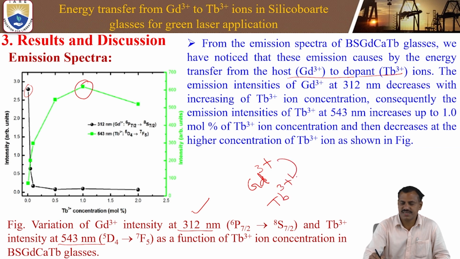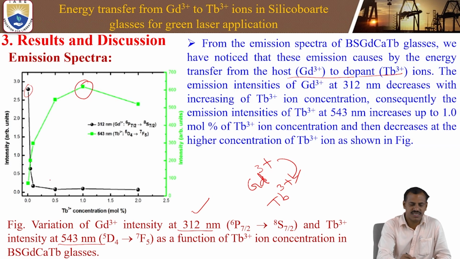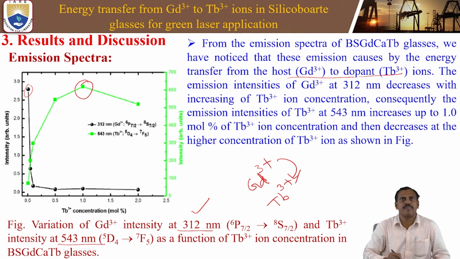So the energy transfer takes place from gadolinium 3+ to terbium 3+, because on increasing the concentration, the gadolinium intensity decreases from lower to higher concentration. But in the case of terbium 3+, the 1 mole concentration of terbium 3+ ions has the maximum intensity, and on increasing the concentration further, the green intensity decreases at 2 mole concentration of terbium. This shows that energy transfer successfully takes place from gadolinium 3+ to terbium 3+ ions, which we are going to discuss in the energy level diagram. This is what we observe from the emission spectra of the terbium 3+ doped silicoborate glasses.